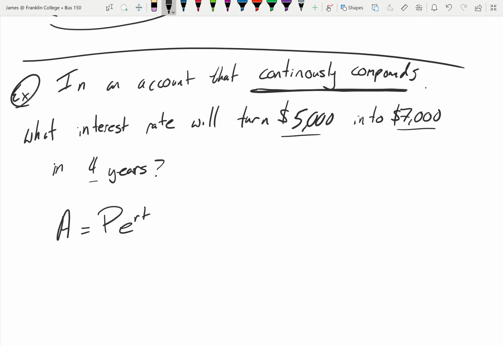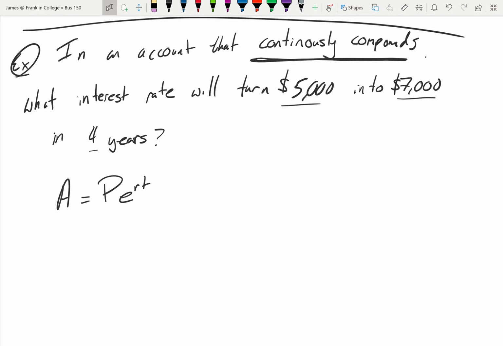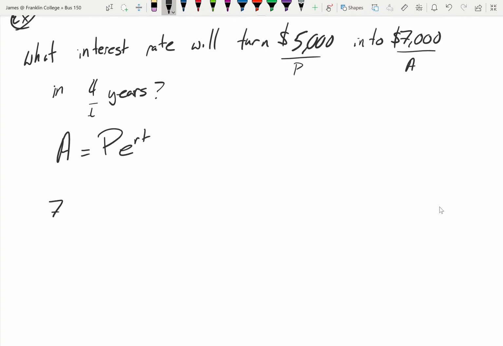Some people like to say A equals PERT. I find that a little funny. Alright, so we are going to be looking into what we are going to plug in. $7,000 is going to be our A, $5,000 is going to be our P, 4 years is going to be our T, and we're going to want to solve for that R. So we're going to have 7,000 equals 5,000 E to the R times 4.